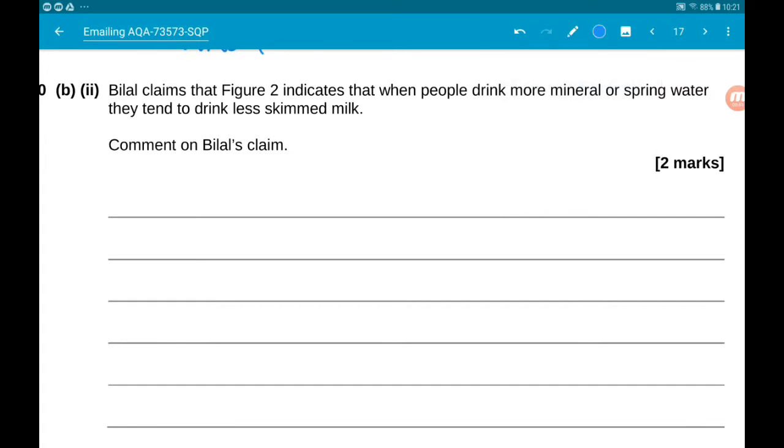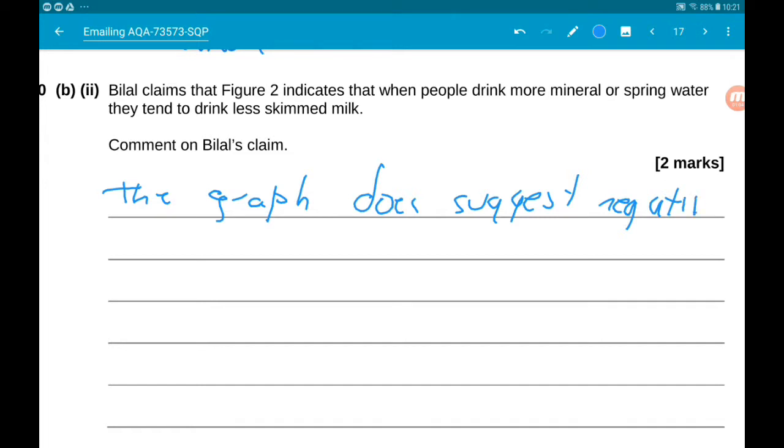So we could start by saying that the graph does suggest negative correlation. But let's think about Bayal's claim. He's getting a little bit personal. He's saying that it shows that people drink less, that they drink less skimmed milk if they drink more water.